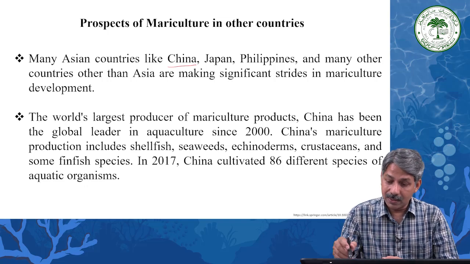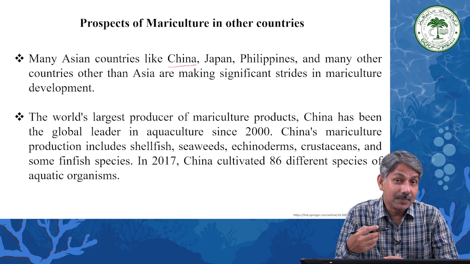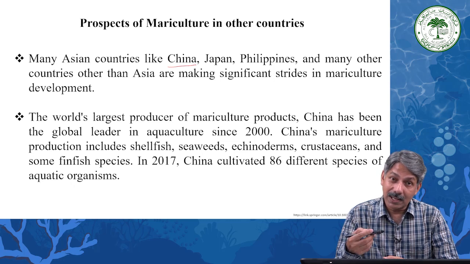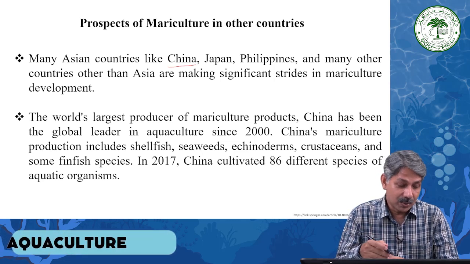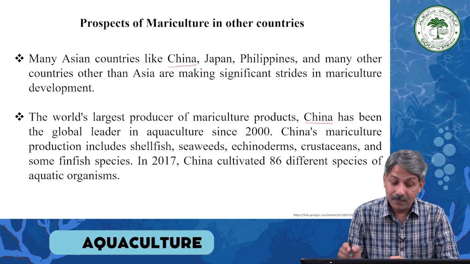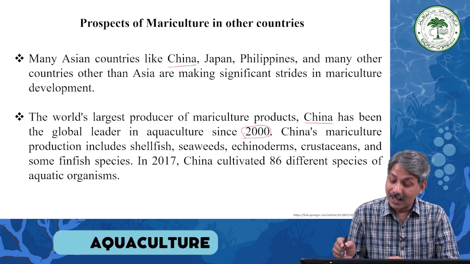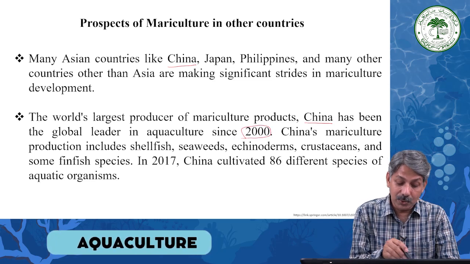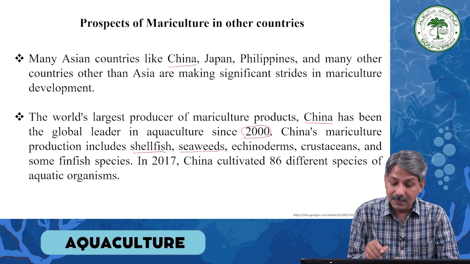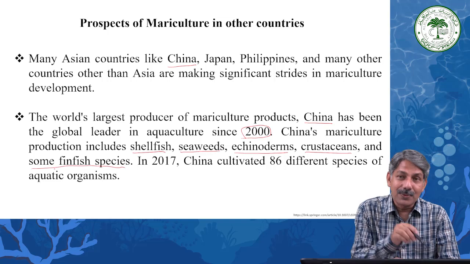So China, Japan, Philippines and many other countries, and there are certain countries in Europe also, are doing very good in mariculture, and the type of species being produced in mariculture differs from one region to the other. The world's largest producer of mariculture products is China, and it has been the leader since 2000. China's mariculture production includes shellfishes, seaweeds, echinoderms, crustaceans, and some finfish species.